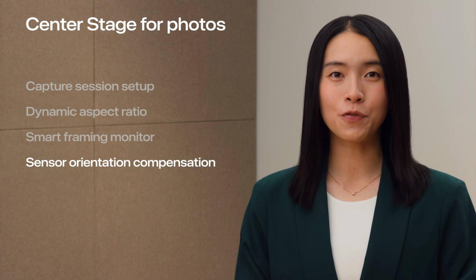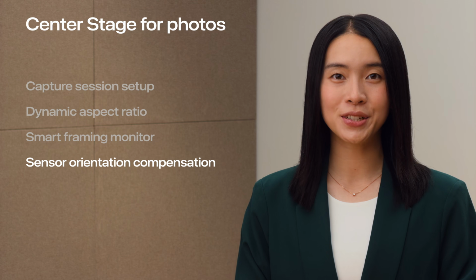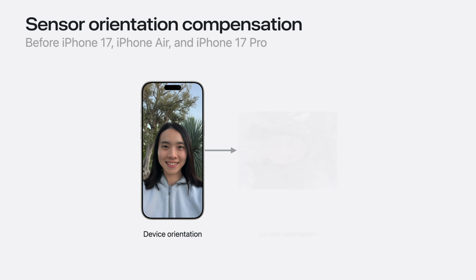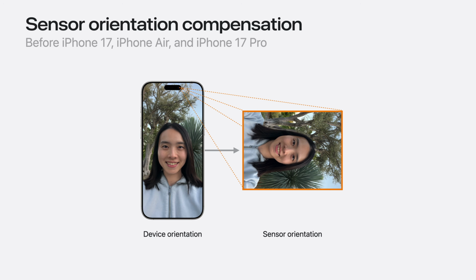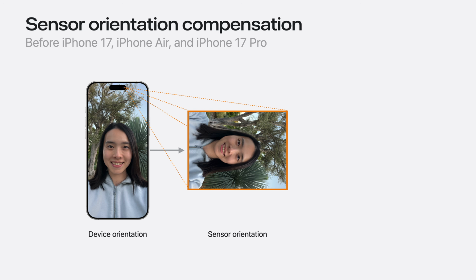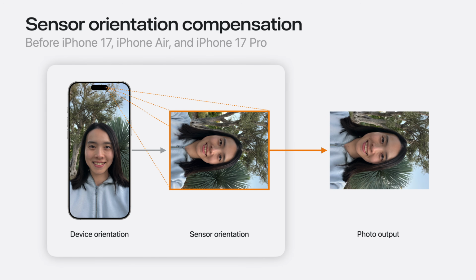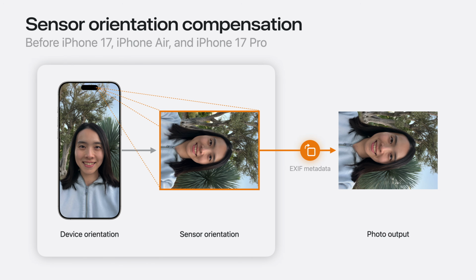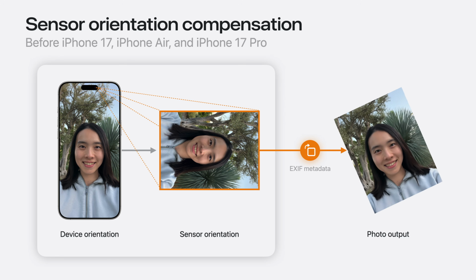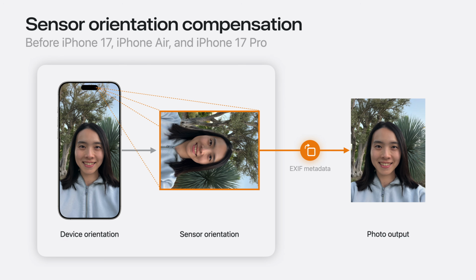One last topic for photo capture: sensor orientation compensation. Since the earliest iPhone front cameras, the sensor has been mounted in landscape left orientation. If you take a selfie while holding the phone in portrait orientation, the image buffer is delivered to the photo output in the native sensor orientation. The buffer carries an EXIF orientation metadata tag, indicating it should be rotated 270 degrees on playback.